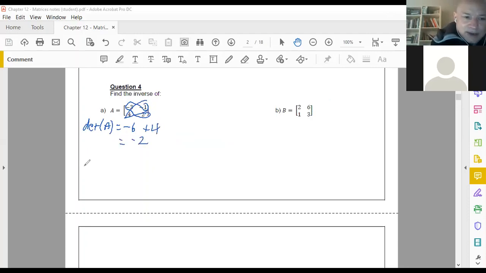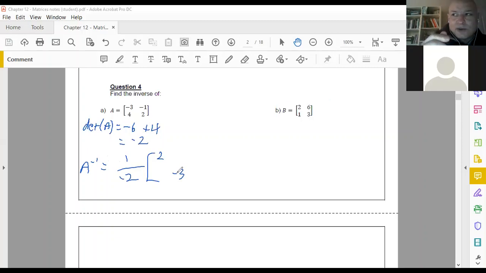Okay, so now we're going to find the inverse of A, which is 1 divided by that number that we just found. Okay, swap the 2 and the -3. So the 2 comes up the top, the -3 comes down the bottom.